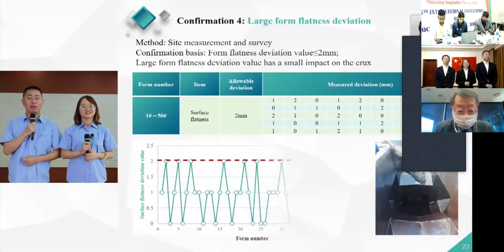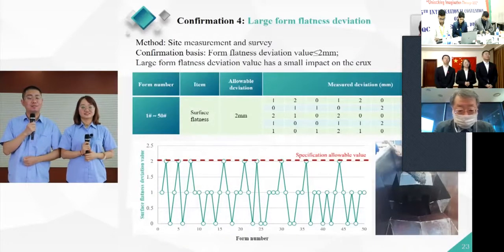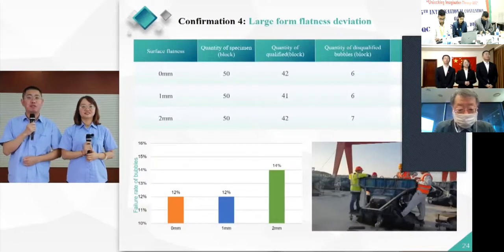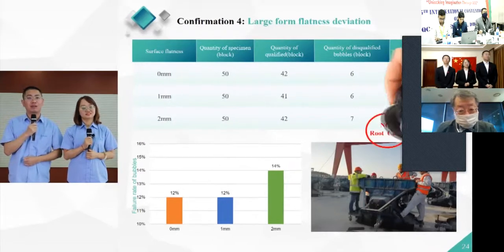Terminal factor 4, large form flatness deviation. The team checked the form flatness and acceptance record. The steel form flatness deviation was within 2 millimeters, which meets the code. We collected the statistics of surface bubbles of the coupled blocks under different surface flatness on site. It shows that the actual form flatness has little impact on the cracks. Therefore, this is not the root cause.